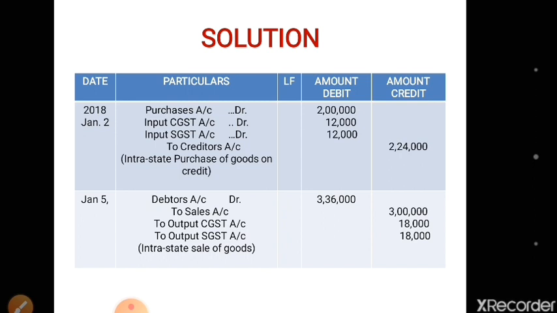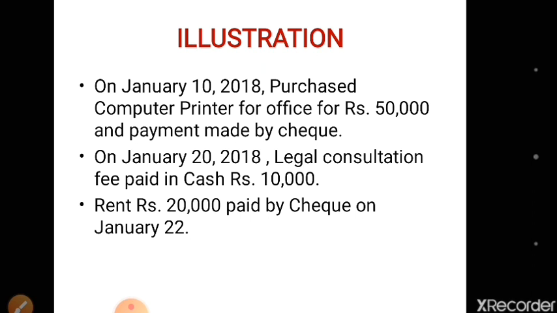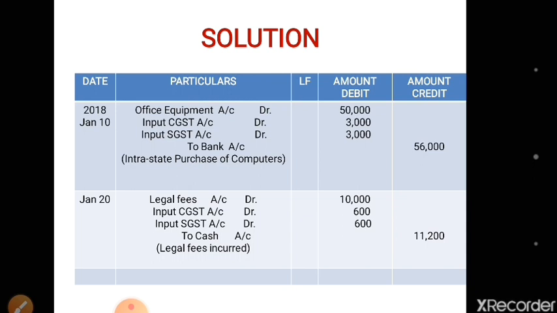Similarly, when we are selling goods on credit basis, debtors will be debited. Sales will be credited, output CGST, output SGST, and debtors will have to pay Rs 3,36,000. On January 10, 2018, purchased computer printer for office for Rs 50,000 and payment made by check. On January 20, 2018, legal consultation fee paid in cash Rs 10,000. Rent Rs 22,000 paid by check on January 22. Here are three things: computer printer purchased, legal consultation fee paid, and rent paid. The first entry will be office equipment account debit, input CGST account debit, input SGST account debit to bank, since we are paying by check.